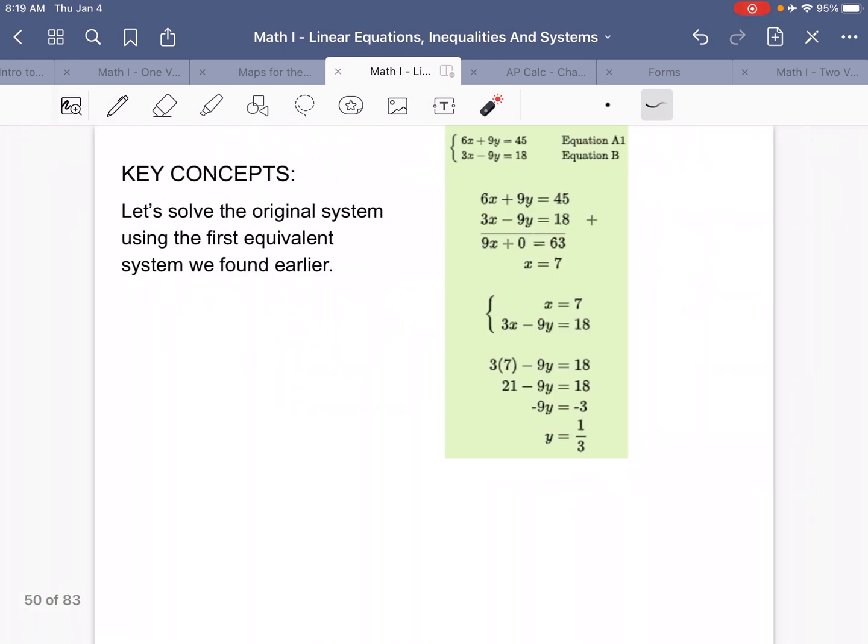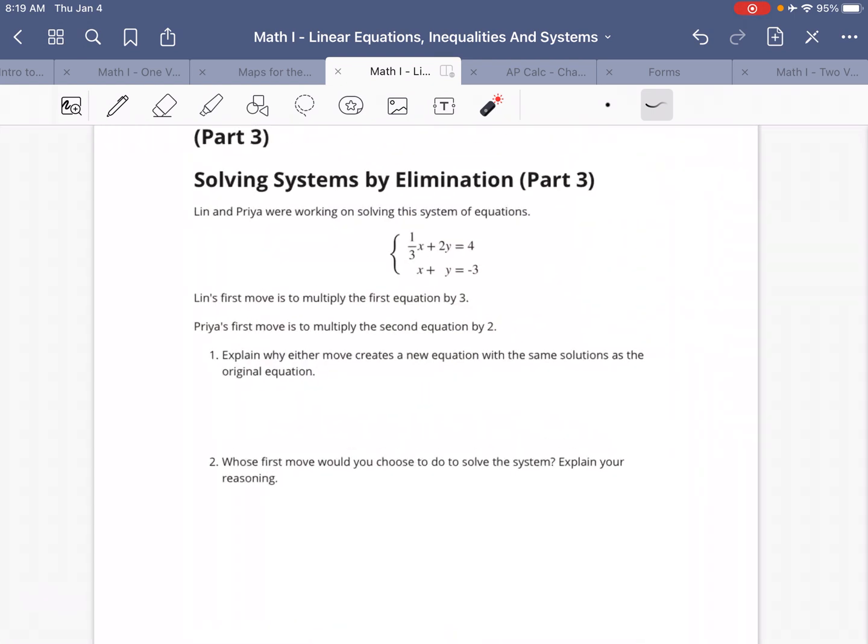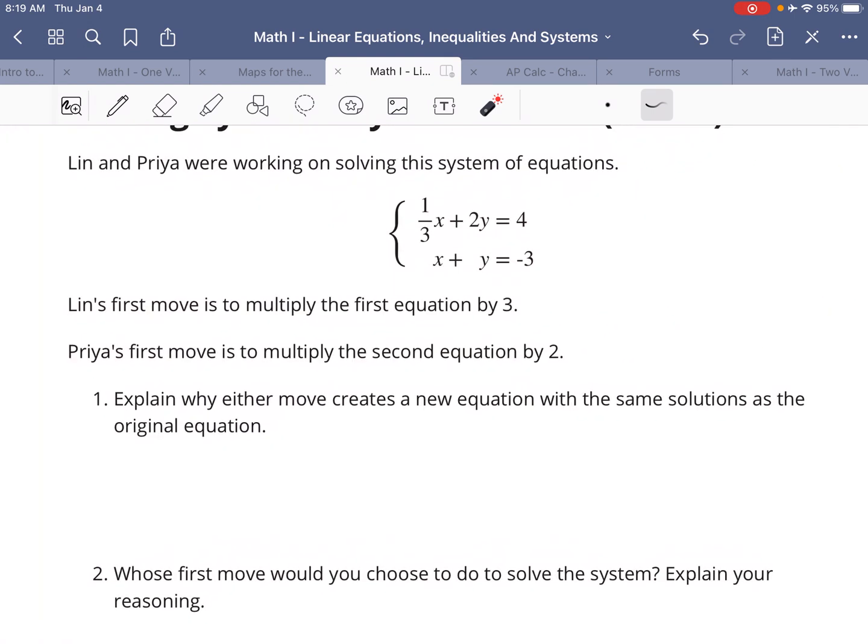All right, so let's take a look at the cool down. So Lynn and Priya were working on solving this system of equations. Lynn's first move is to multiply the first equation by 3. Priya's first move is to multiply the second equation by 2. Those are both valid moves, right? Because we get equivalent equations.